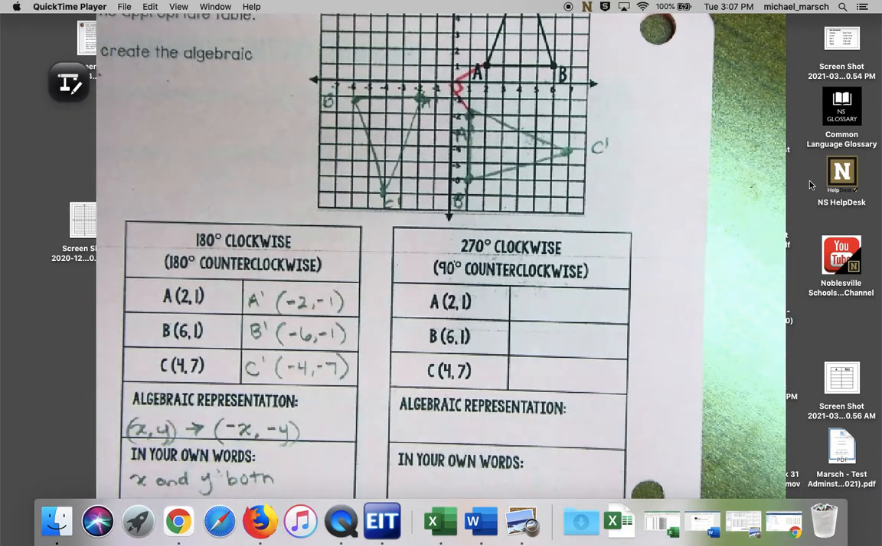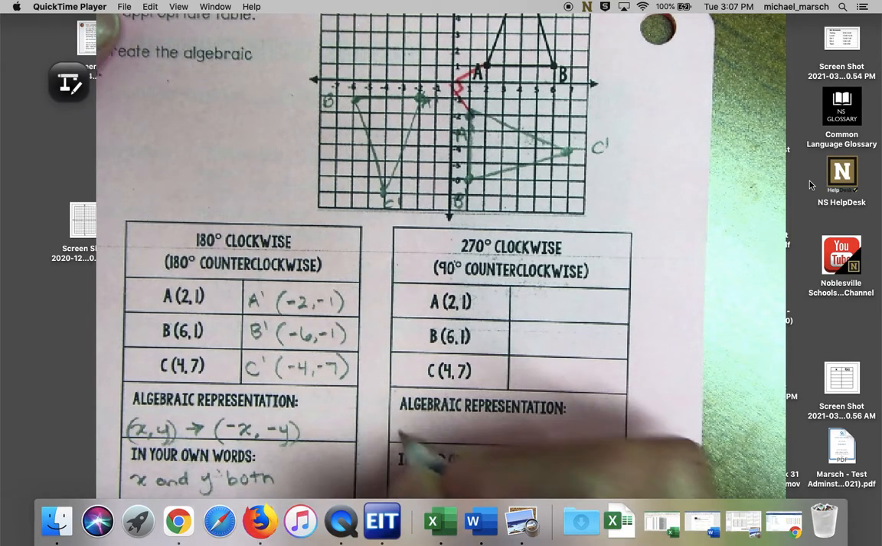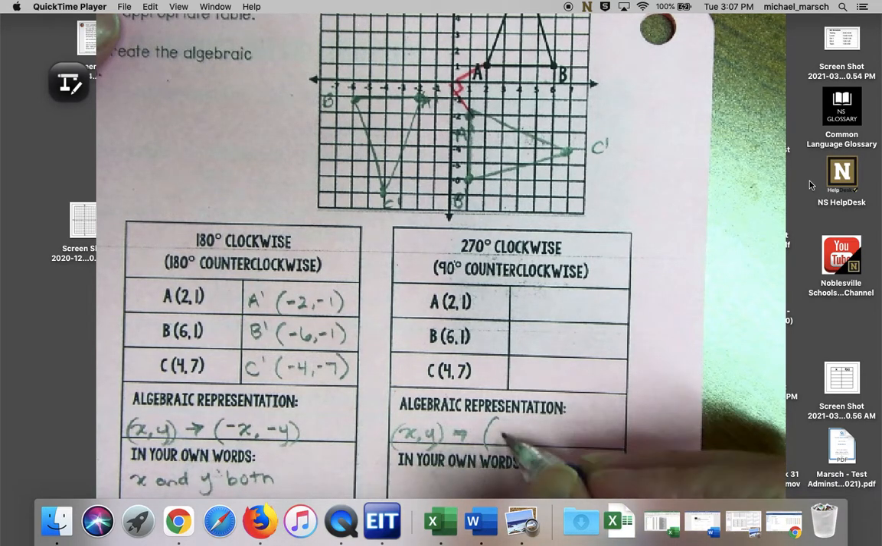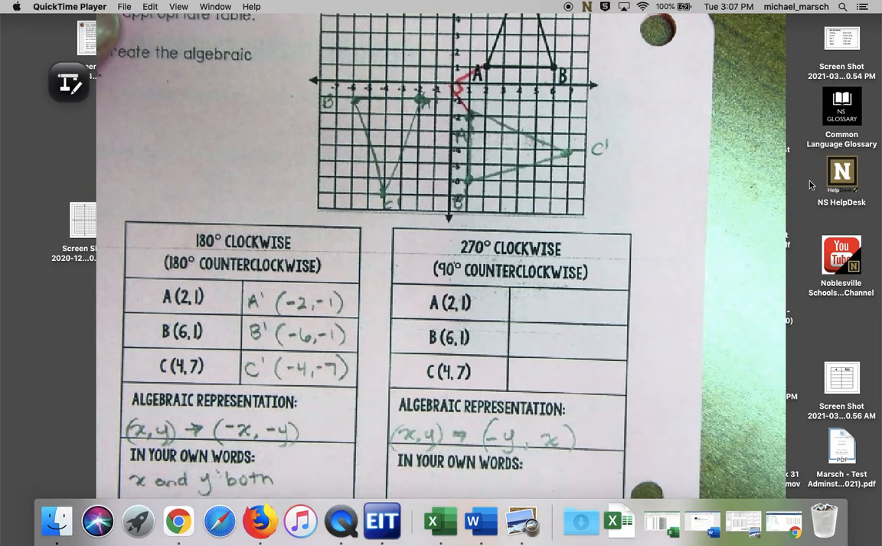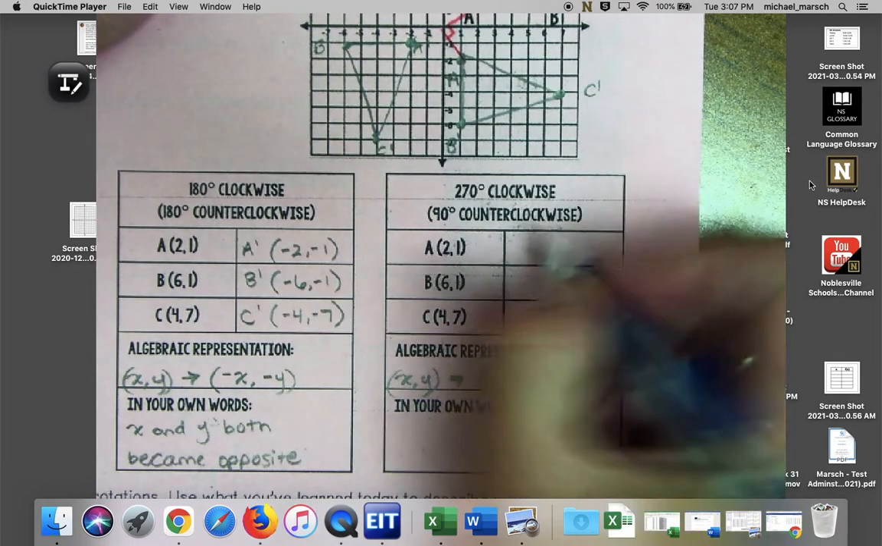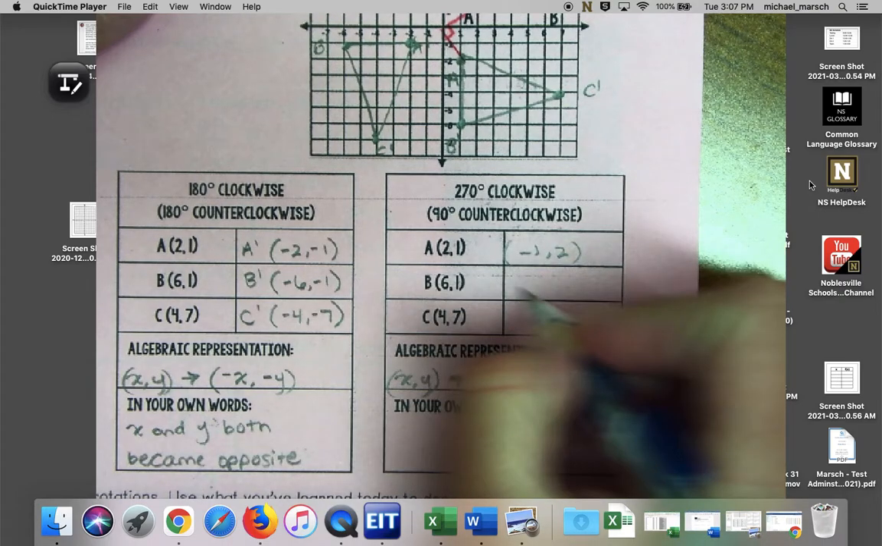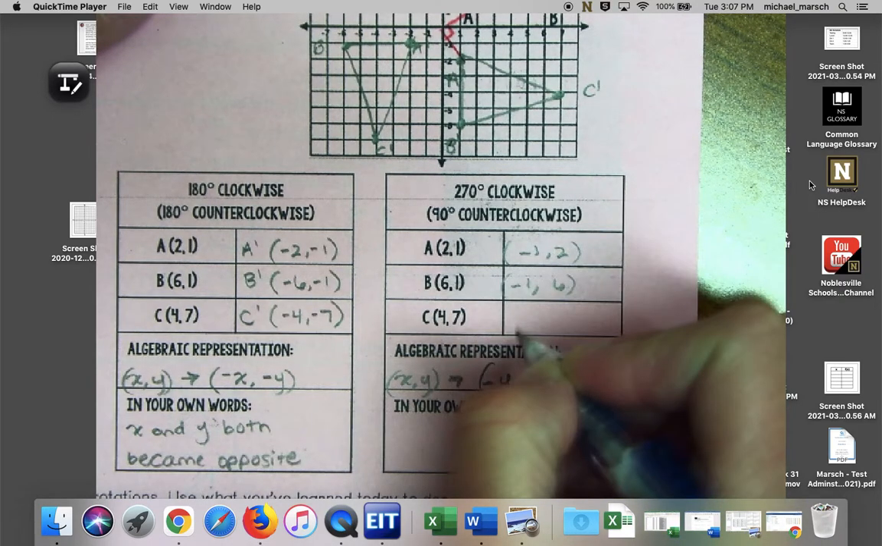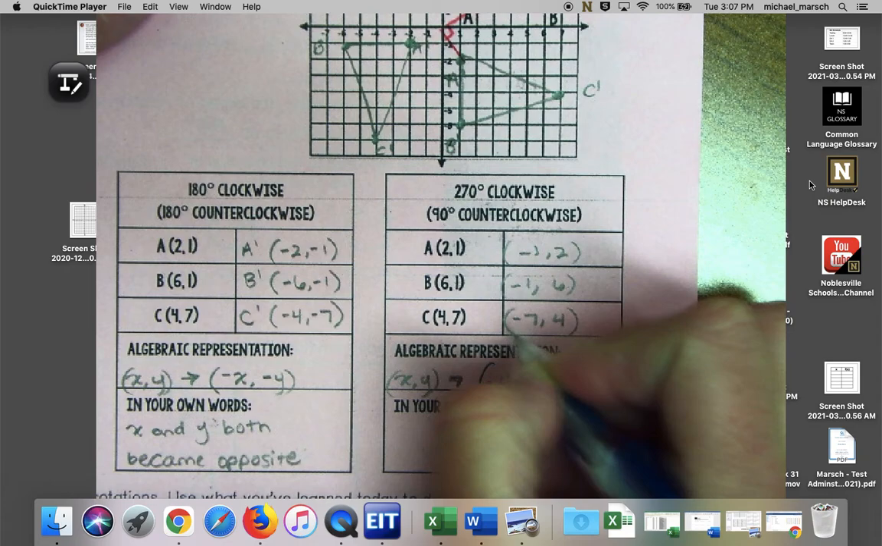Okay, now for 270 clockwise, also known as 90 counterclockwise, our algebraic representation, you flip them, and this time the y becomes the opposite. So I'm going to have -1, 2, -1, 6, and -7, 4.